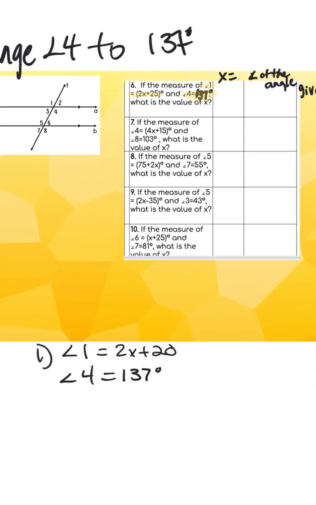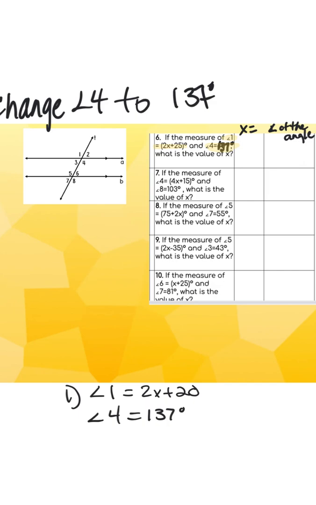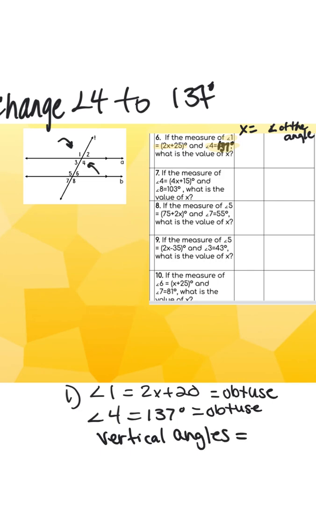So the first thing I'm going to do is look at the angles and say what kind of angle is angle 1. Well, angle 1 is obtuse. And angle 4 is also obtuse. And we know that these are the same kind of angle because they are both obtuse and they're vertical. They are across from each other vertically. So these are vertical angles and they are congruent. So you can also just know they're congruent because they're both obtuse.